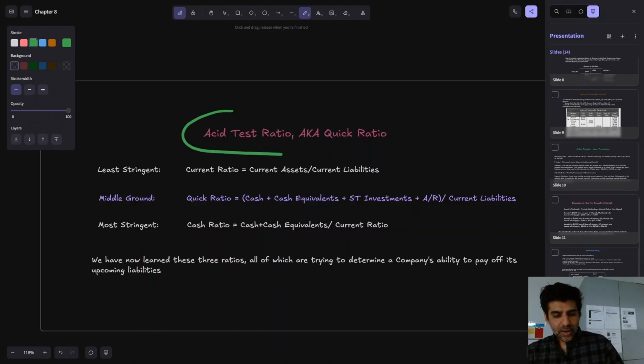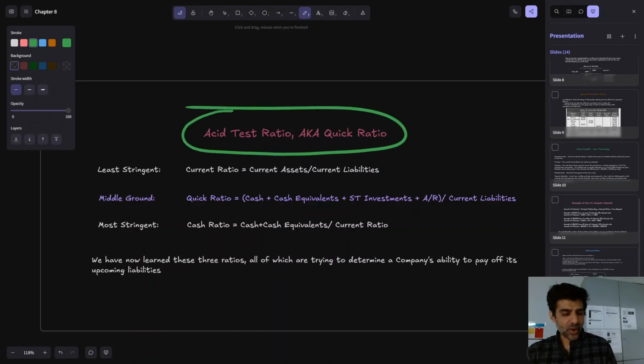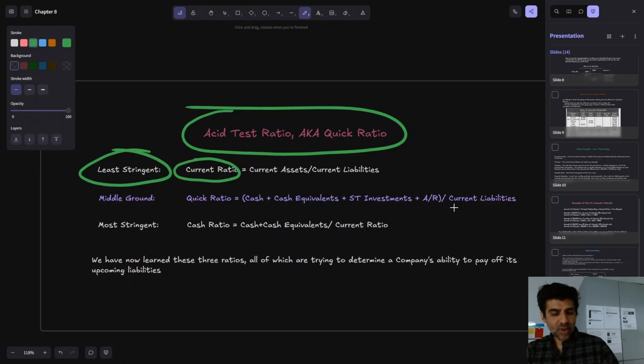There's a set of ratios we've already talked about that have to do with meeting your current liabilities. How much coverage do you have to pay your current liabilities? We have the least stringent that we already saw, which was the current ratio, which takes all your current assets and divides it by the current liabilities. Okay, so that's the most permissive because you're not differentiating within your current assets which ones are liquid, which ones are less liquid. You're just taking all your current assets.